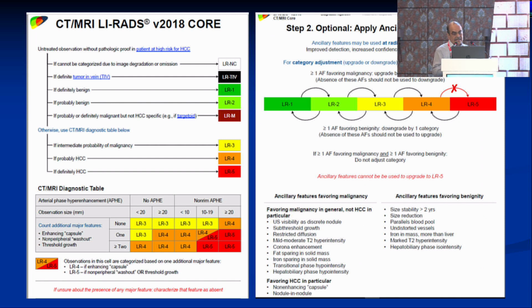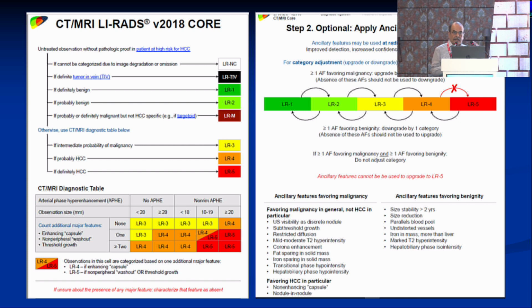So what we do essentially is for LR1 and LR2, which are definitely benign lesions, you have some set lesions which can be put into these categories, which includes liver cysts, liver hemangiomas, based on whether you are definitive about your diagnosis or your level of confidence is less. You can place them in LR1 or LR2.